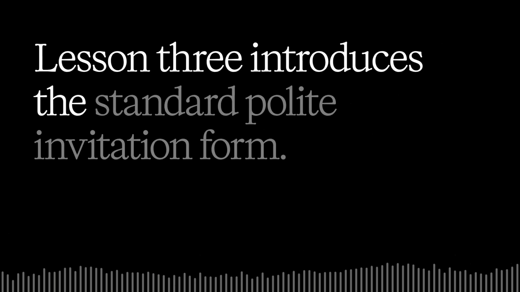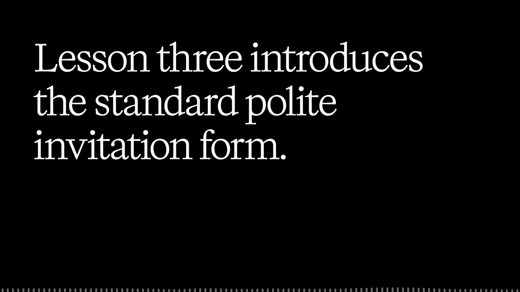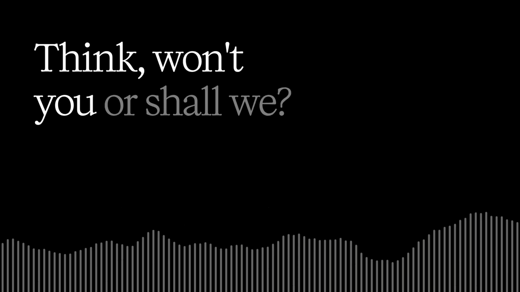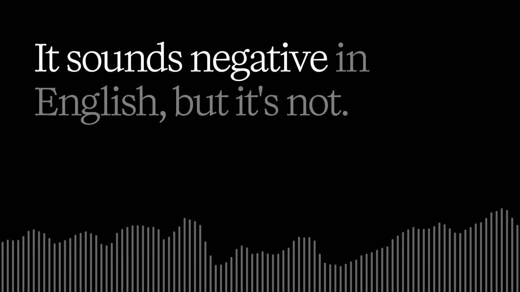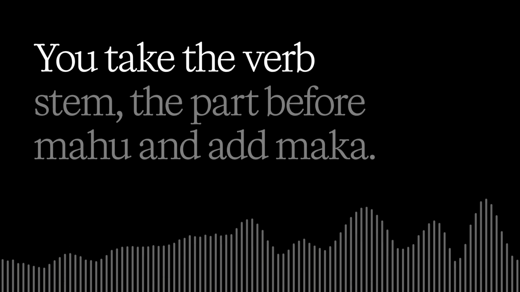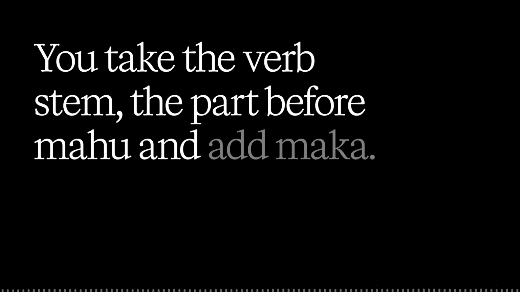Lesson 3 introduces the standard polite invitation form, masenka. Masenka. How does that translate? Think, won't you, or shall we? It sounds negative in English, but it's not. It's a gentle, polite suggestion. How do we form it? You take the verb stem, the part before masu, and add masenka.